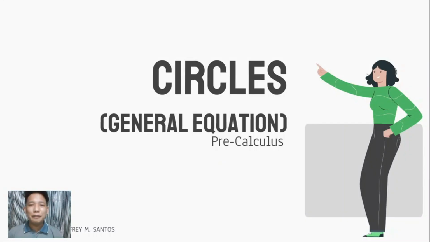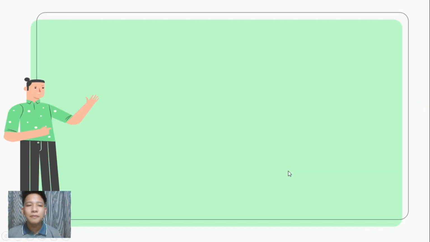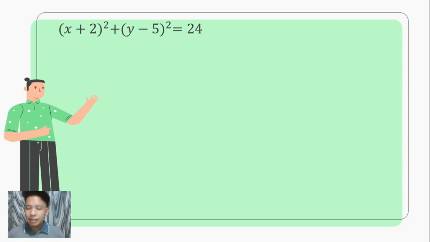Good day, everyone. So for today's video, we are going to discuss the general equation of the circle. In transforming the standard form of the equation of the circle into its general form, the only thing for us to do is expand the standard form. For example, we have the square of x plus 2, plus the square of y minus 5, equals 24.